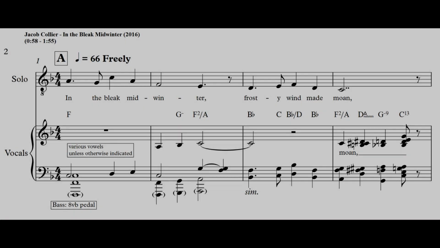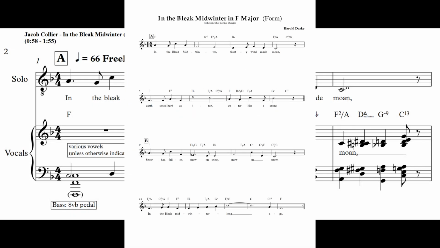Second example is his arrangement of In the Bleak Midwinter using Harold Darke's setting. Again, let's focus on how he treats cadences.